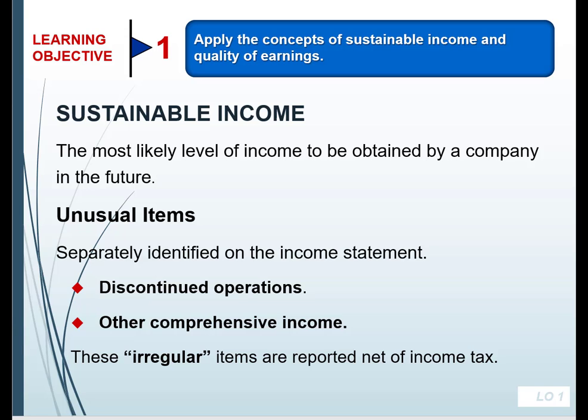So there are two items we want to talk about. There's something called discontinued operations and other comprehensive income. So we'll start talking about discontinued operations. Before we get to it though, these items are reported on the financial statement, but they're reported net of income. So what that means is we determine the profit or loss, we subtract the tax, and then that is what is the line item that's reported.